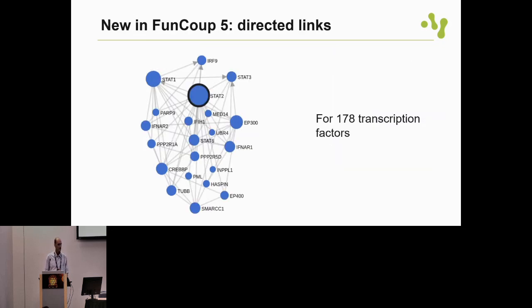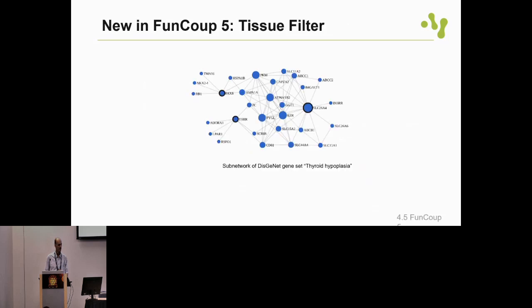Another thing that was added in this release was regulatory links, with the direction from transcription factors to their targets. This is quite early stuff. It's a very small fraction of the links that actually have a direction, and we're working on improving that for the next release.